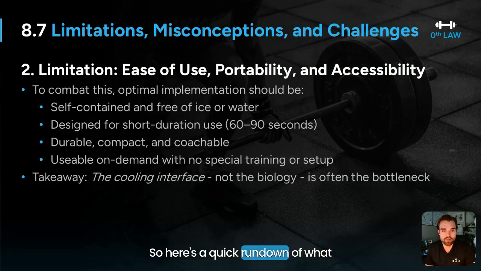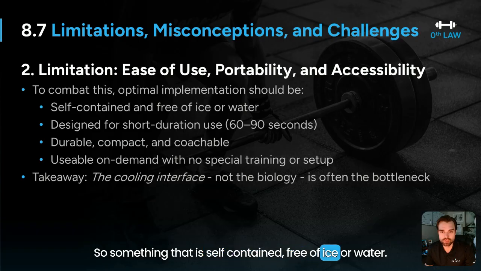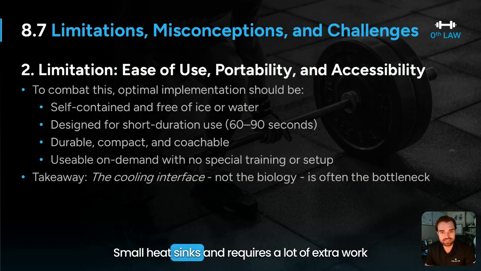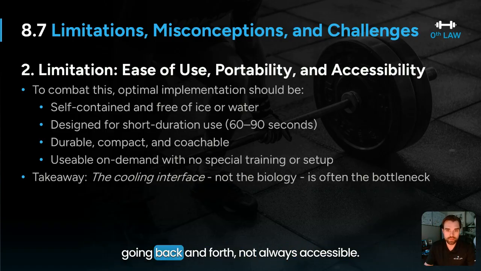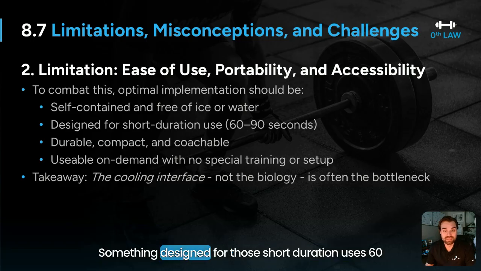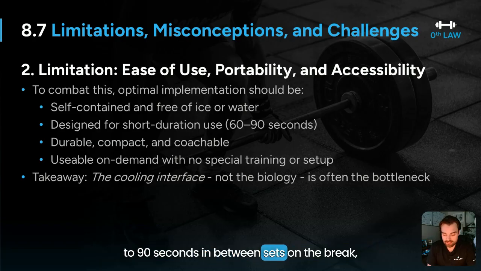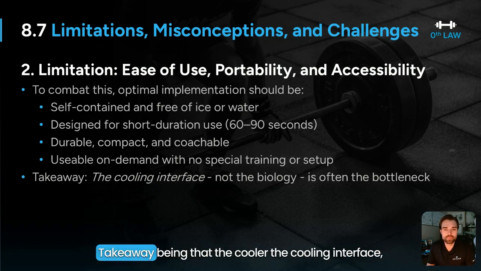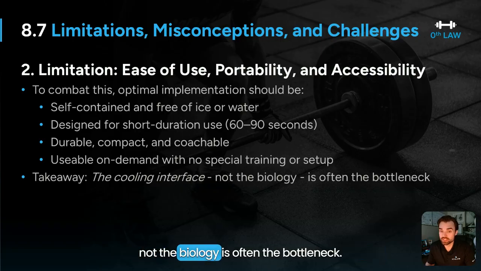So here's a quick rundown of what an optimal implementation should be. Something that is self-contained, free of ice or water. Ice and water melt, they lose their temperature fast, they are small heat sinks, and they require a lot of extra work going back and forth, and are not always accessible. Something designed for those short duration uses, 60 to 90 seconds in between sets, on the break, during a water break, practice, games. Something quick, easy, small, portable, compact, easy to use. Takeaway being that the cooling interface, not the biology, is often the bottleneck.